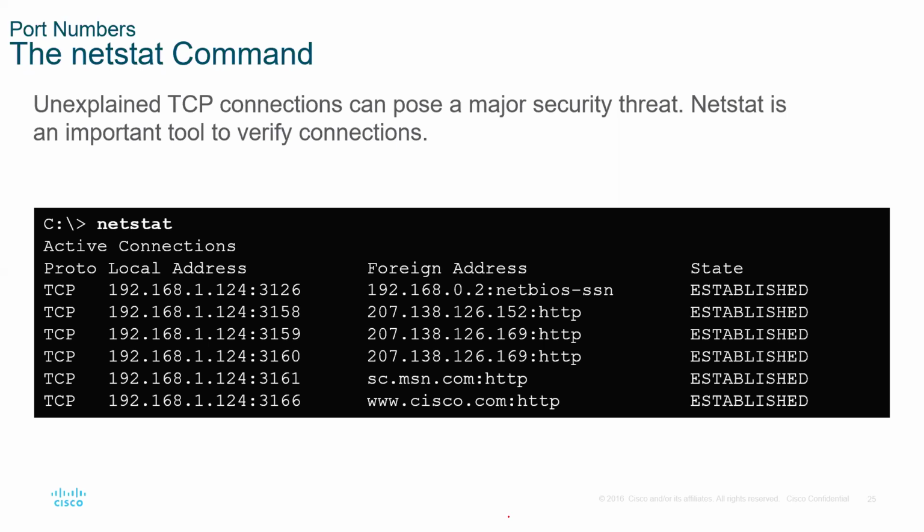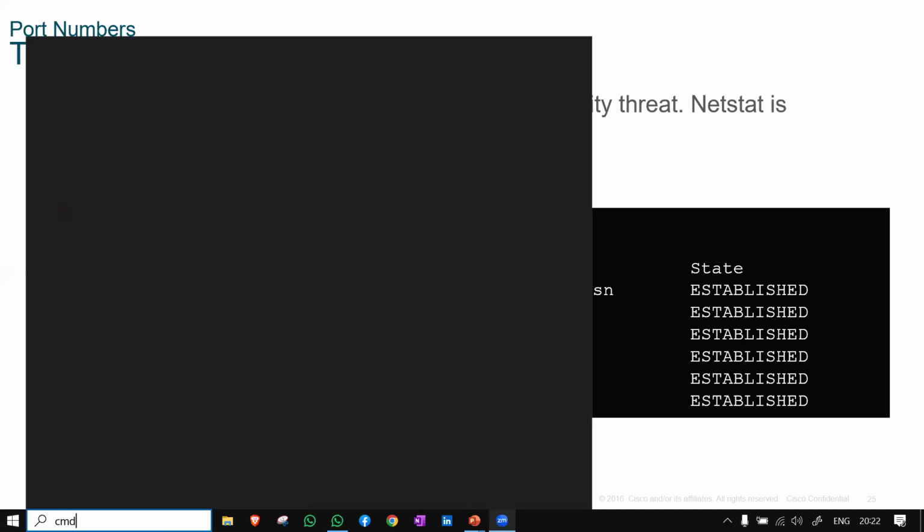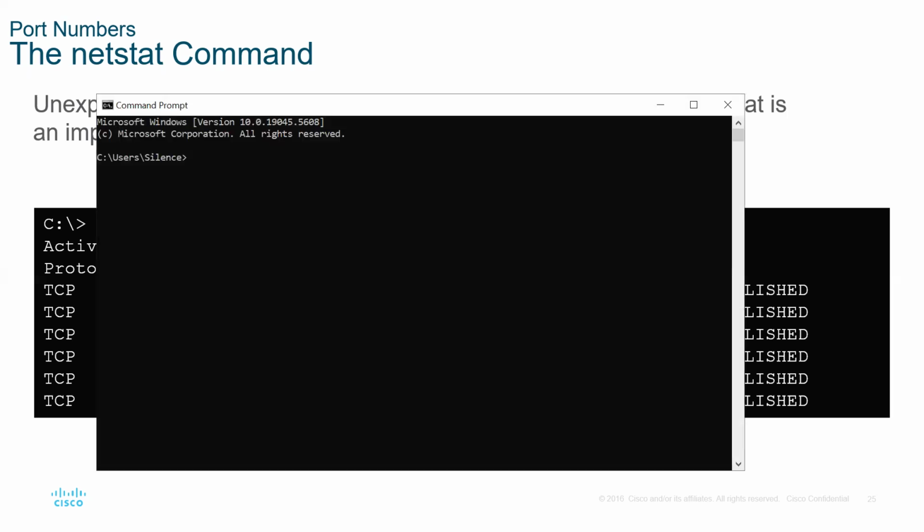The netstat command. Unexplained TCP connections can pose a major security threat. Netstat is an important tool to verify connections. Netstat is basically a tool used in networking for troubleshooting and monitoring. This is how it works. Let me demonstrate it on my PC. It displays some useful information.